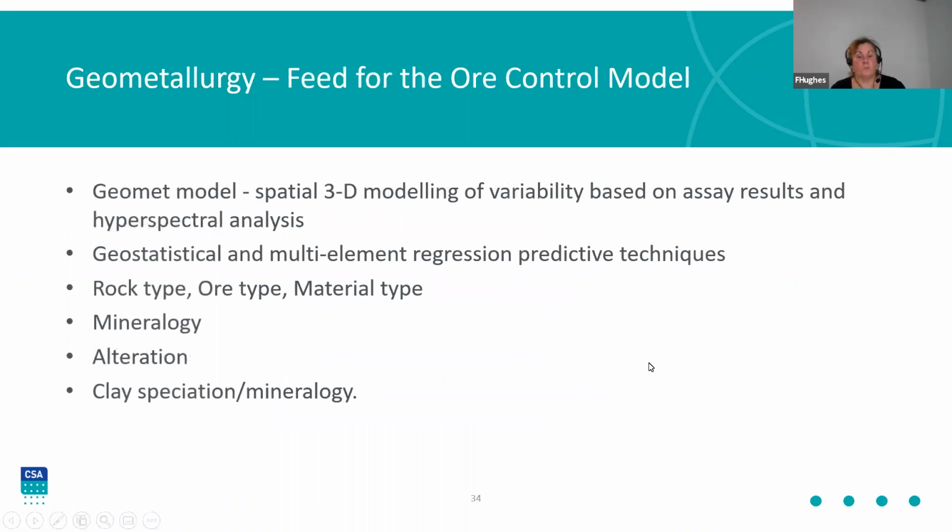So the feed for the ore control model from geomet sampling is a spatial 3D modeling of your domains. And then you can use geostatistical or multi-element regression predictive techniques to find a connection between your predicted grade geochemistry and your geomet parameters, which could be things like recovery, upgrade, mass recoveries, acid consumption, acid mine drainage. All of that can be related back to your grade block model.